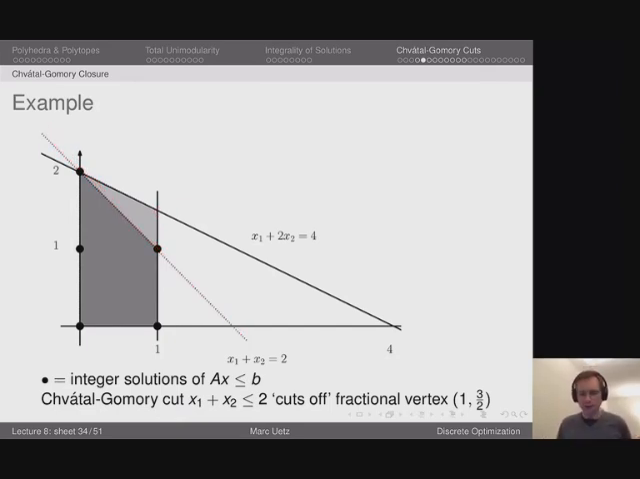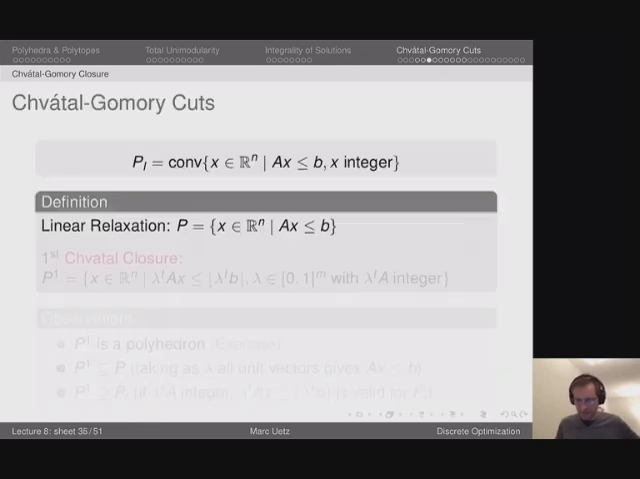Okay, so let's see how we can do that a little bit more systematically. So this is the original description of the problem, Ax less or equal than b and x integer. And we are interested in the convex hull of all the integer points. Okay, so the first thing is the linear relaxation. So that would be just dropping the integrality constraints. So that was on the previous picture, the white polytope, right?